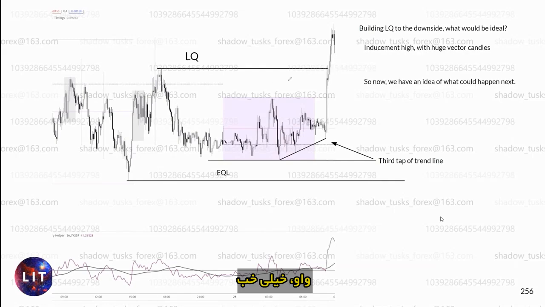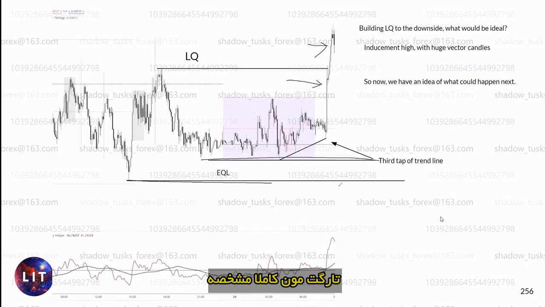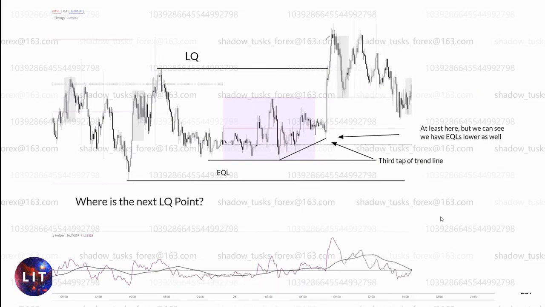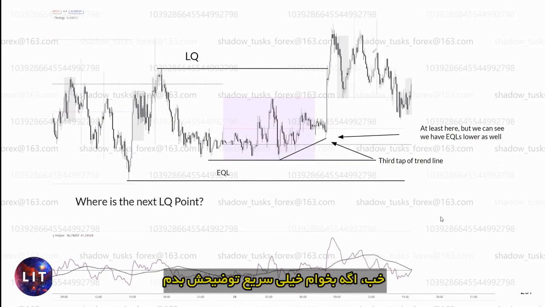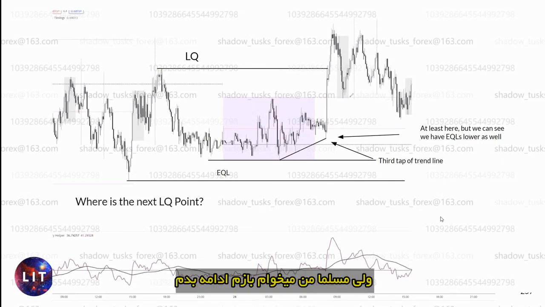Wow, okay, you're not going to get vector candles better than this one right here. So we induce high with huge vector candles. We've got obvious target. So let's see what we get next. Okay, so just to cover this very quickly, as this point's only about lets, but of course I want to go on. I want to give you as much detail as possible.